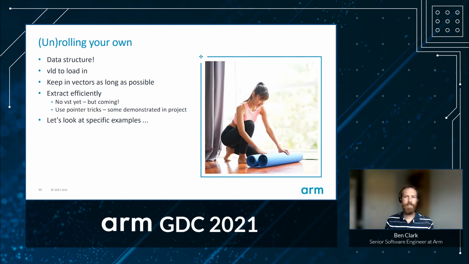Unfortunately, the VST vector store functions didn't make it into Burst 1.5, but Yury's got them in as experimental in 1.6, so they're coming. In the meantime, there are some pointer tricks to get things out efficiently, and I advise looking at the demo code for what's been done to extract as well as possible. The change in how I got the data out made quite a difference to performance, so it is important.